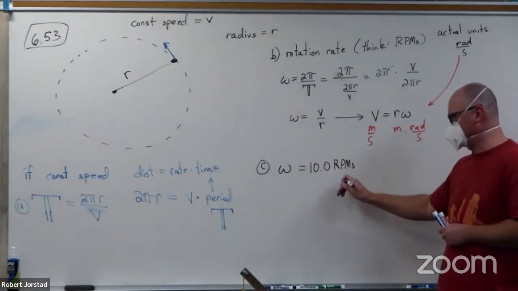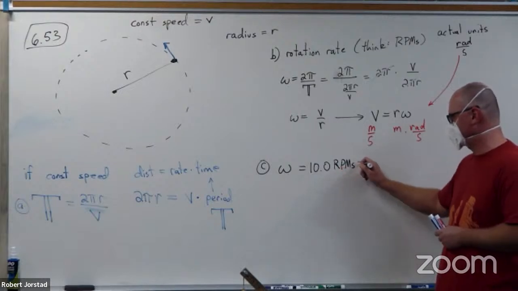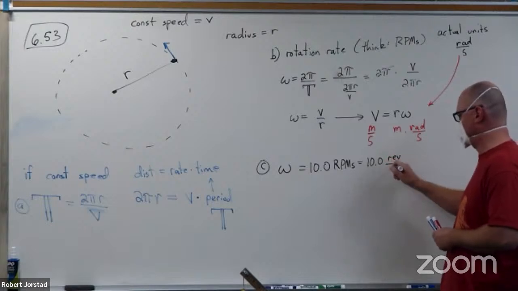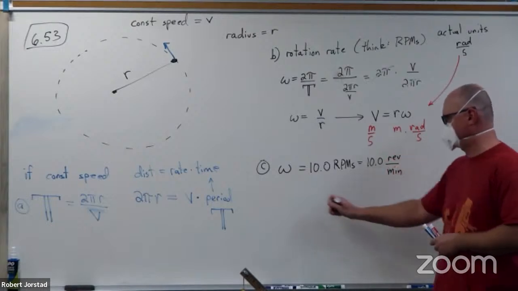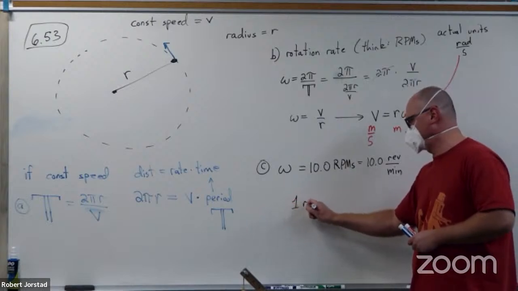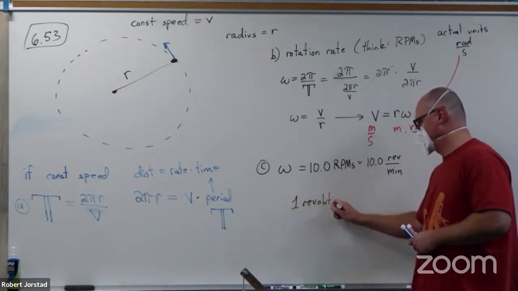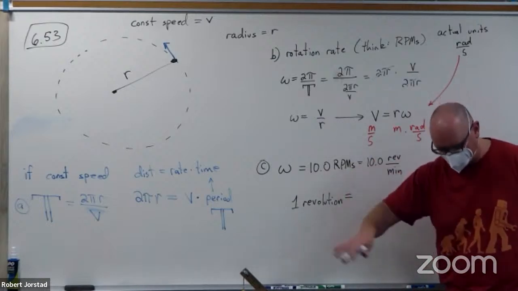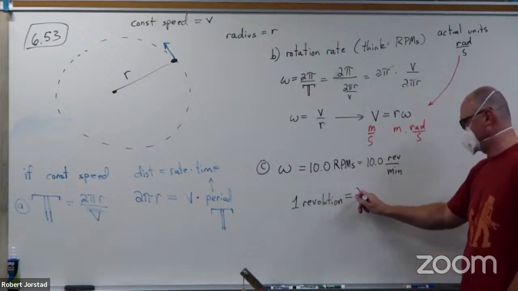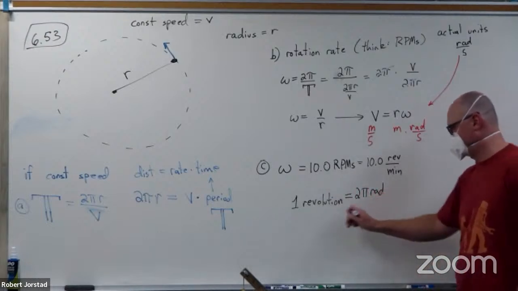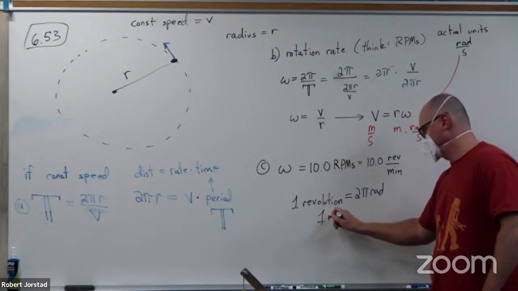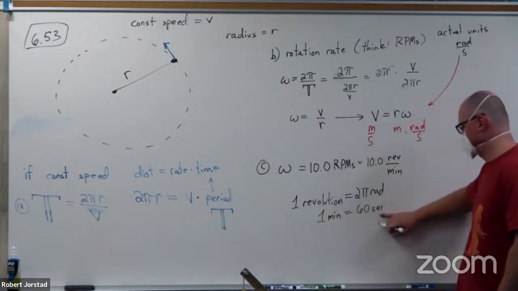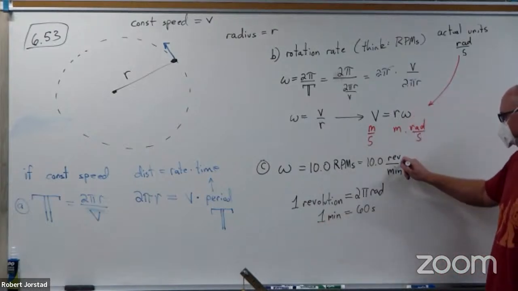Now, what do RPMs mean? Revolutions per minute. Help me out. How does 1 revolution relate to radians? If you go 1 revolution, how many radians? 2 pi. 2 pi rad. 1 minute is 60 seconds. Let's do it.